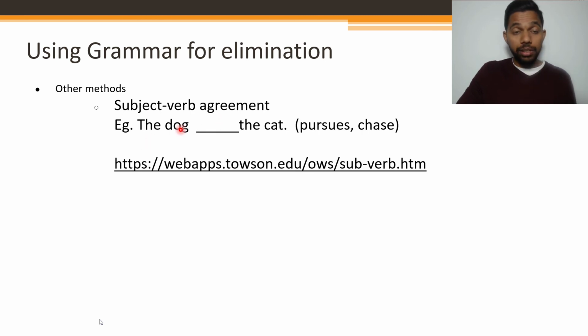So in this example, the dog blank the cat. You have two options here: pursues and chase. Now I want you to select the correct option: the dog blank the cat. The correct option here is the dog pursues the cat, because if you say the dog chase the cat, it's not grammatically correct, because you need to have a singular verb here with this subject. Okay, so the dog pursues the cat.